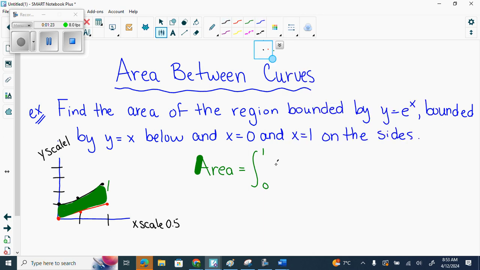So we're going to have e to the x minus x. And then behind that we put dx. What does the dx mean? Let me tell the story, or you can just ask questions.